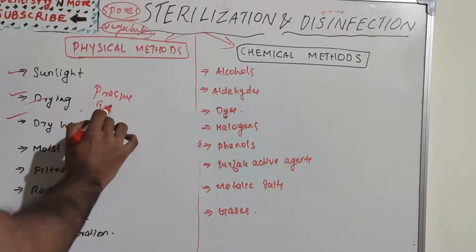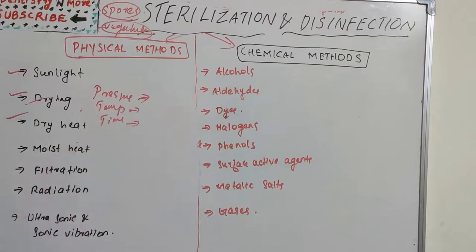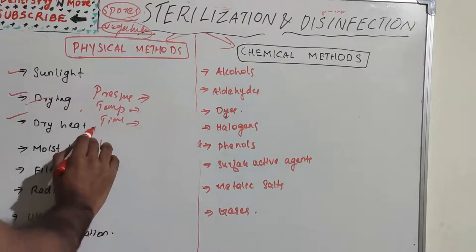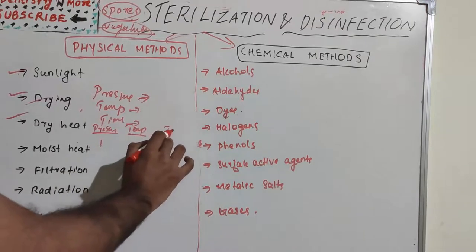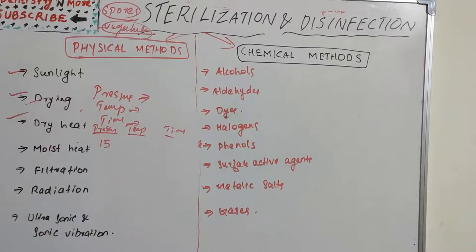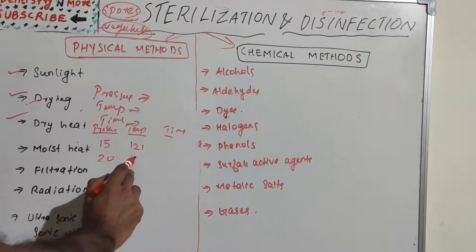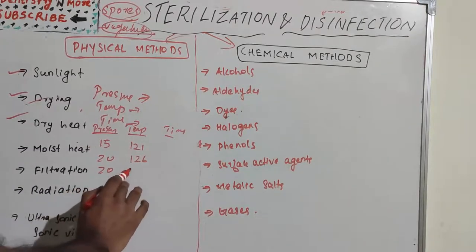Pressure, temperature and time. These three factors we should learn in autoclave. Higher temperature and higher pressure require shorter time. So we have pressure, temperature and time. If the pressure is 15 psi, the temperature we need is 121 degrees; if the pressure is 20 psi, then the temperature required is 126; and if the pressure is again 20, 136.